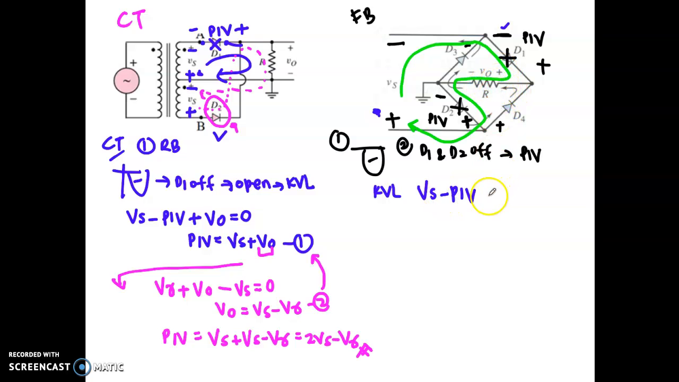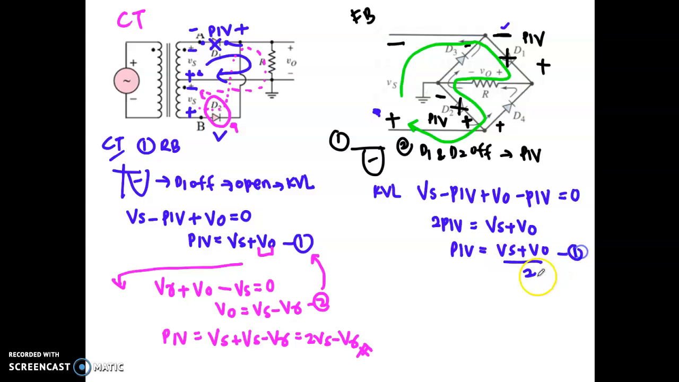Go to the R, you beat the plus first, V up. Go through again, the PIV becomes minus PIV again, equal to 0. And then here you can get 2 PIV equal Vs plus V0. So your PIV equals Vs plus V0 divided by 2. So this will be equation number 1.